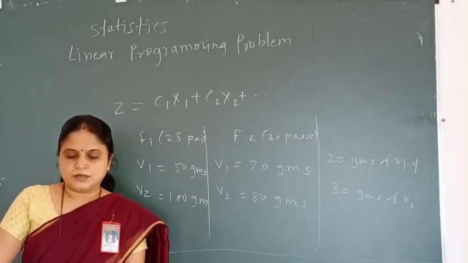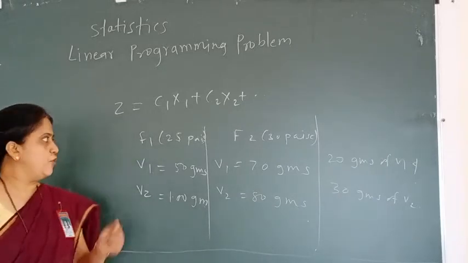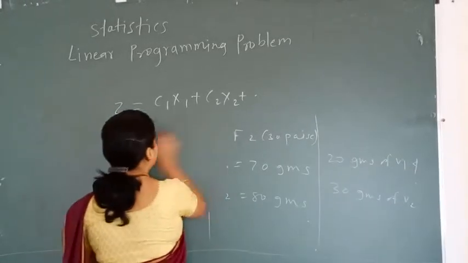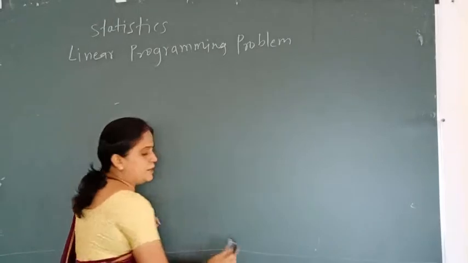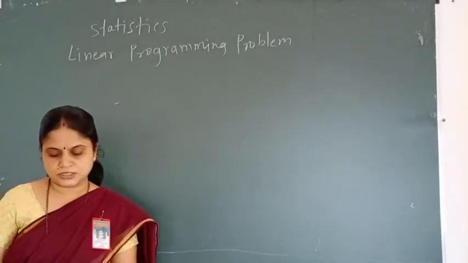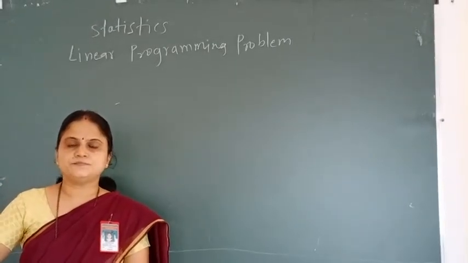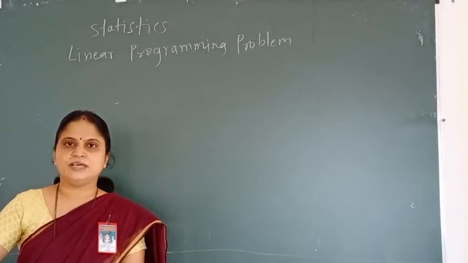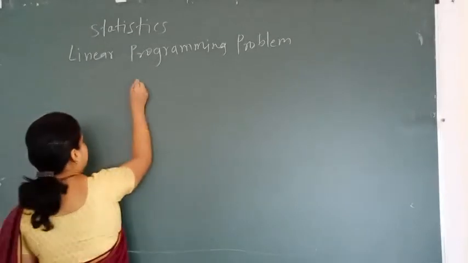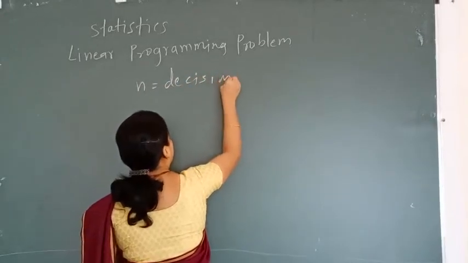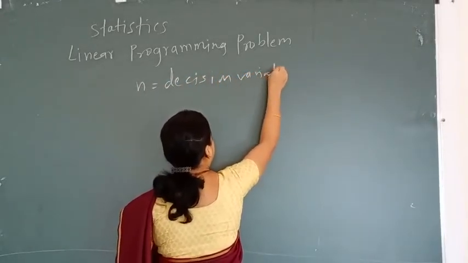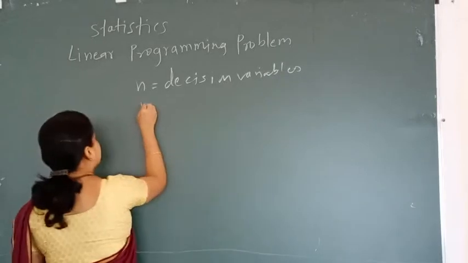From this we can have the general LPP, or general linear programming problem. The formulation of this general LPP has n decision variables and m constraints. Over here n decision variables are present and I have m constraints.